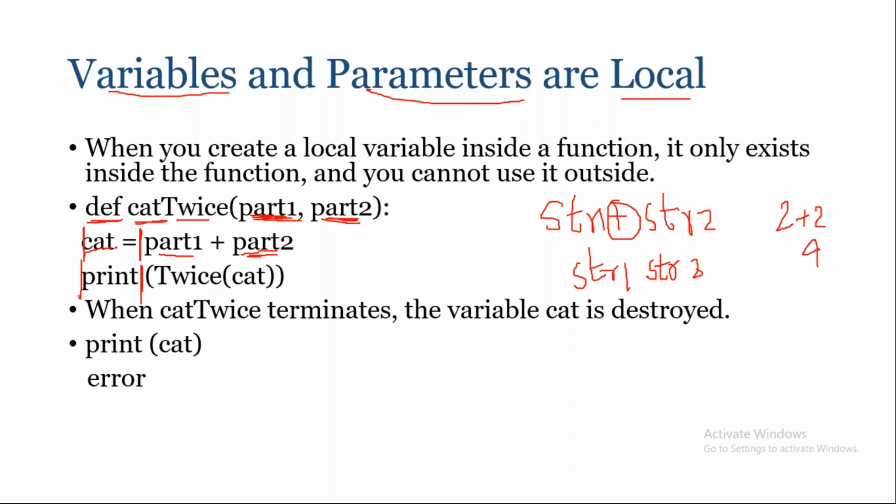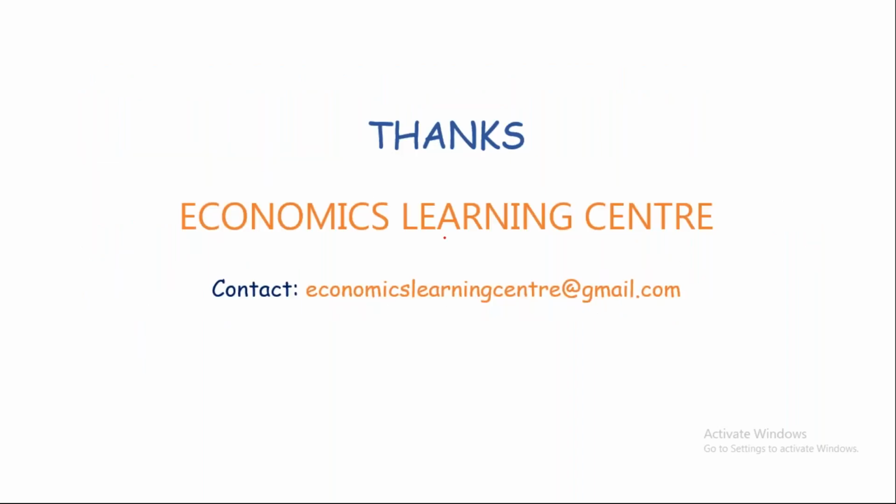So cat is this, right? Cat is adding these two, part 1 and part 2, and then you are going to use your print twice function. You remember you have already defined print twice. So whatever is added will be printed twice. Okay.